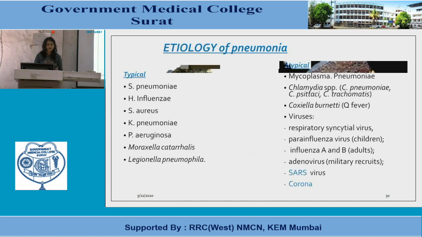So what is the etiology of this atypical pneumonia? It is caused by mycoplasma, chlamydia, coxiella, and many viruses. The most common are respiratory syncytial virus, influenza virus, parainfluenza virus, adenovirus, SARS virus, and yes, now we are having a pandemic of coronavirus, which will also lead to viral pneumonia. While bacterial pneumonia is caused by Streptococcus pneumoniae or other bacteria.